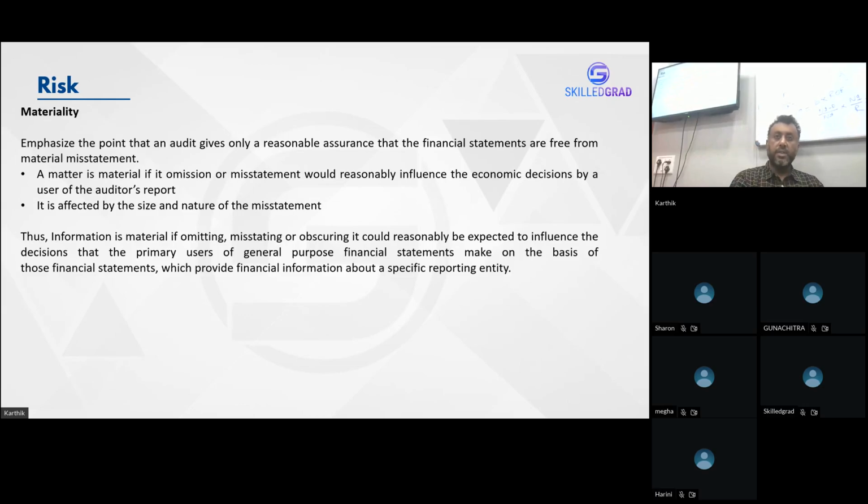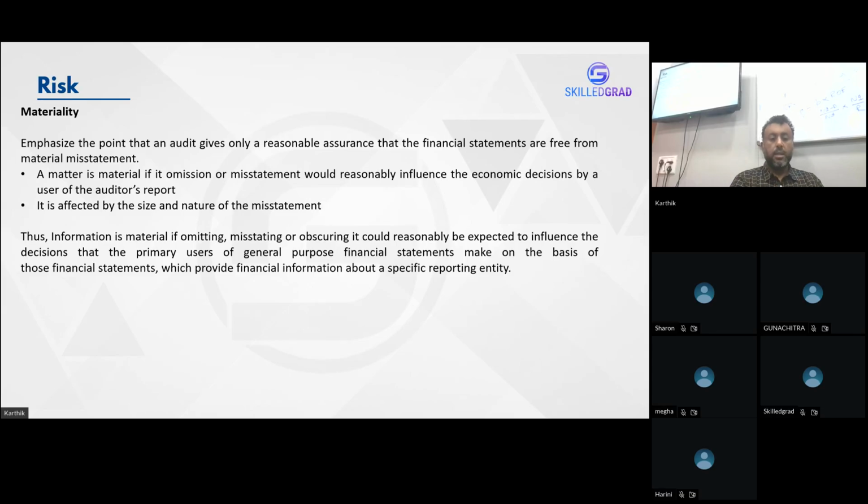A matter is material if its omission or a misstatement would reasonably influence a decision by the user of the auditor's report. In my case, it was a misstatement: instead of showing 90 crores, you showed 100 crores. If it was 90 crores, the shareholder would have sold the shares. The user could be a shareholder in this case. It is affected by the size and nature of the misstatement. If it is a small misstatement, fine. But if the amount is higher and impacts the balance sheet as a total number or the P&L, then it is a material number altogether.